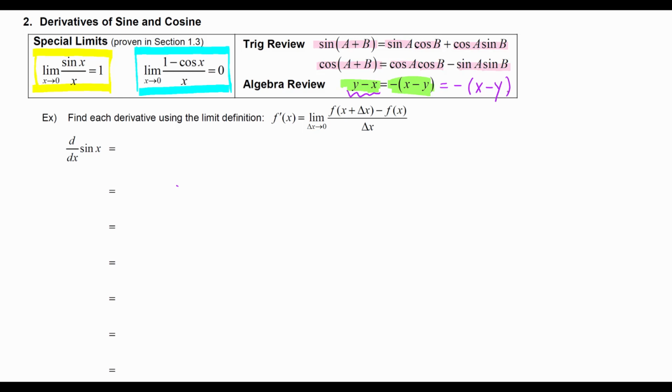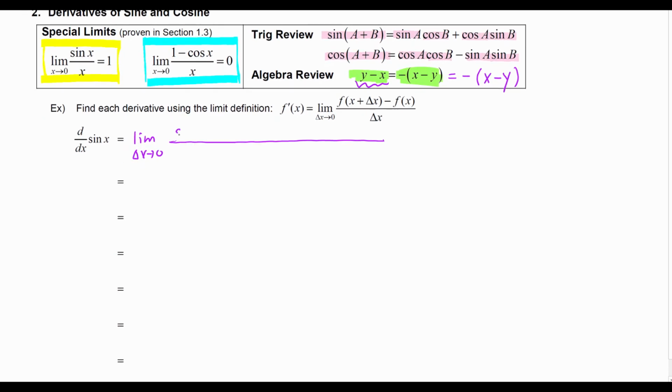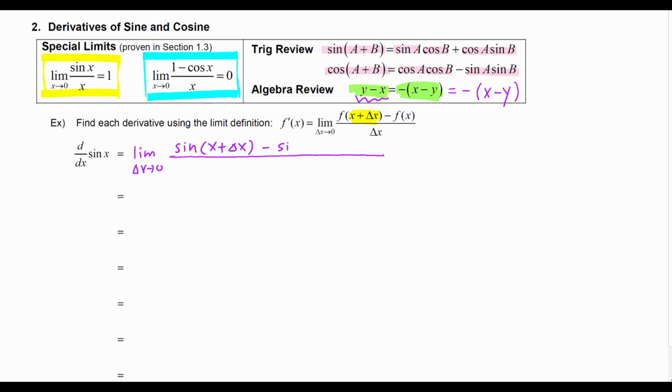So the derivative of sine x is equal to, of course, we're going to use our famous limit definition of the derivative. So that will be the limit as delta x approaches 0 of, what is our function right now? Our function is sine x, right? So that will be sine of the input, and my input is x plus delta x. So it will be sine of x plus delta x minus sine of x over delta x.